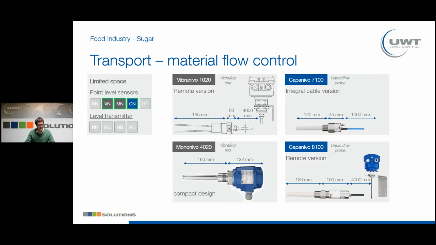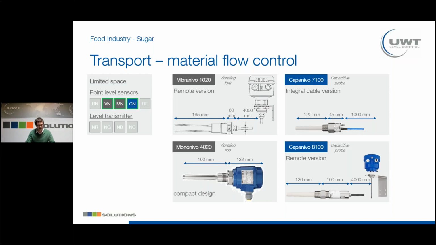Here, this is what we said about the limited space outside. We have two possibilities here. We have a separate housing where the installation is close to a silo wall or close to the next silo. We have the Vipa Nivo 1020 here with a separate housing. So you see from the end of the process connection until the beginning of the cable, we only have 60 millimeter. And for the Mono Nivo, from the beginning of the process connection until the end of the housing was 122 millimeter. So that was fitting perfectly here.